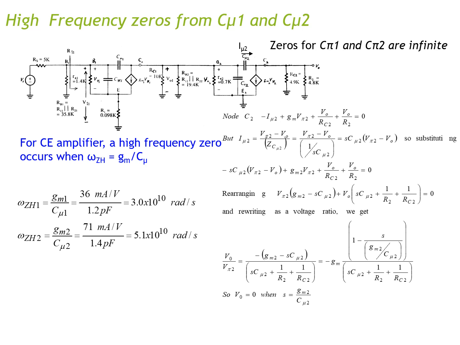Okay. How about the zeros? First of all, the zeros for C pi 1 and C pi 2 are infinite, and the zero for C mu 1 you can calculate as gm1 over C mu 1, and that's going to be 3 times 10 to the 10. And the zero for C mu 2 is going to be gm2 over C mu 2, equal to 1.5 multiplied by 10 to the 10.